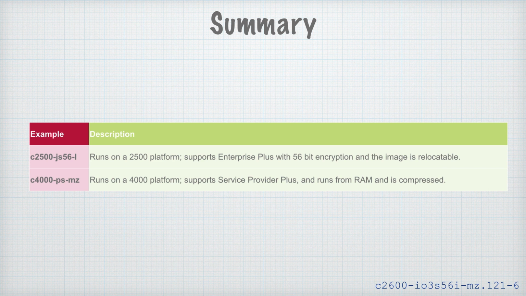Summary. If we execute the command, show version, and look for the system image file, we will be able to determine the platform and feature set of the Cisco IOS software image.